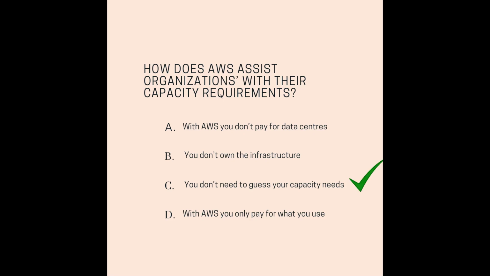Question 3. Answer is you don't need to guess your capacity needs. All of these statements are true. However, the question is specifically asking how AWS can assist with capacity requirements, i.e., how does AWS enable organizations to ensure they don't over or under provision their resources? The ability to scale on demand is the key advantage that can help them here, as they can deploy what they know they need today and scale it as they need to tomorrow.